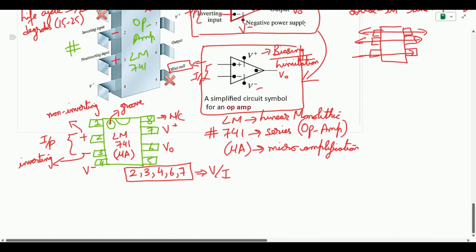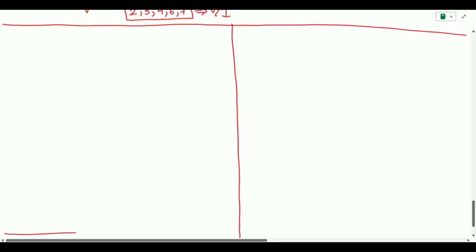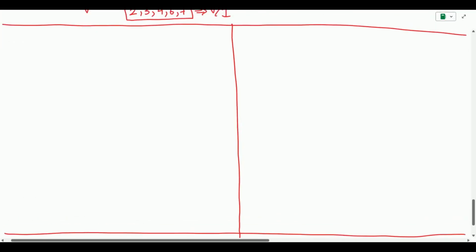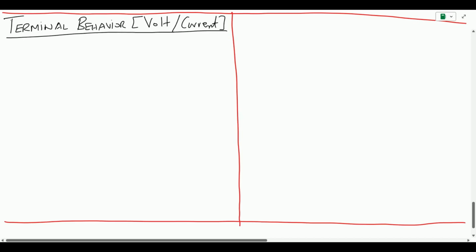Now let us come to the further analysis of the IC or the op amp in terms of the terminal behavior. By terminal behavior, we want to know the voltage and current associated with this IC. So let me draw the IC with its complete supplies and the current.